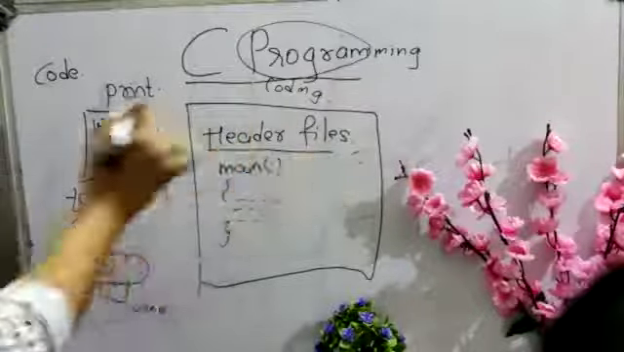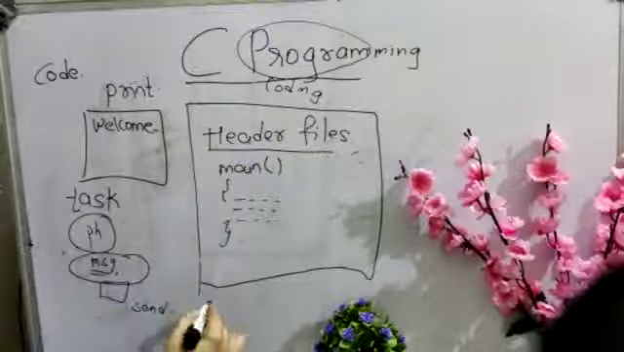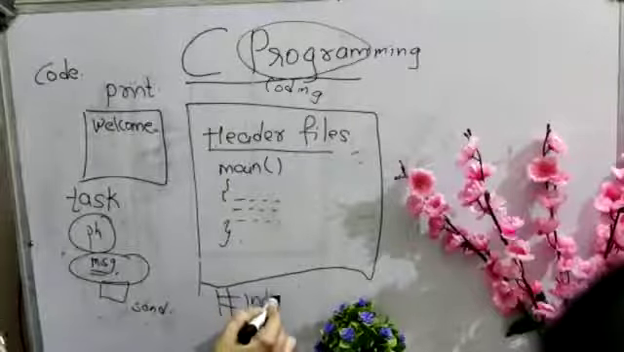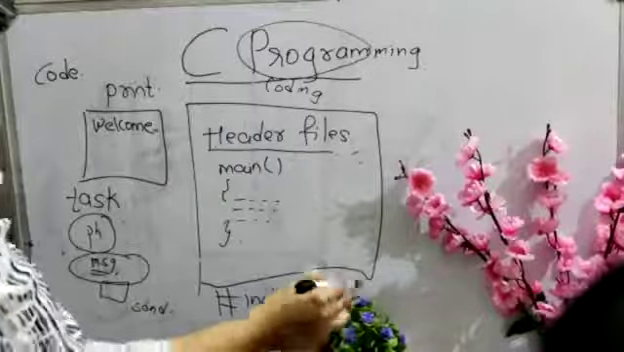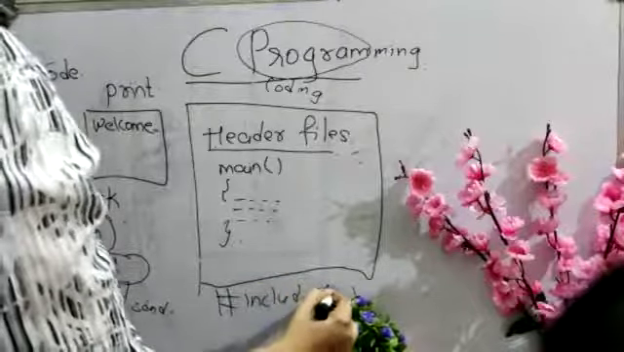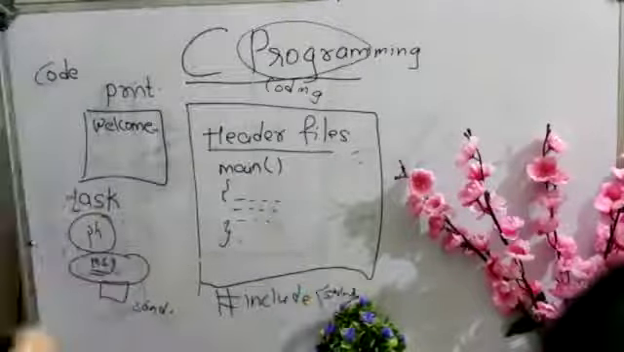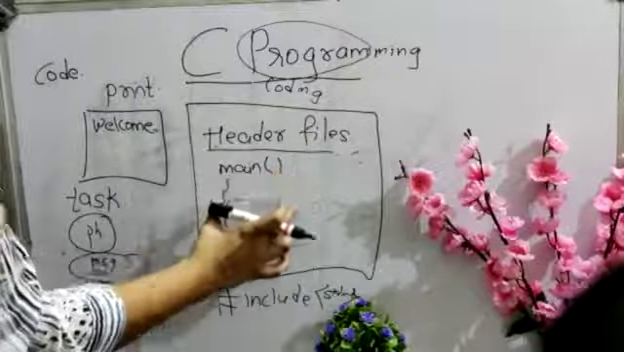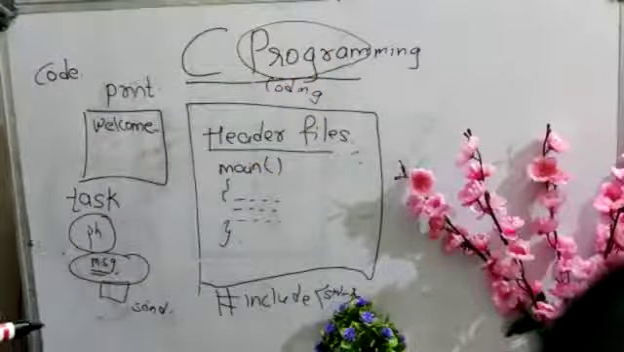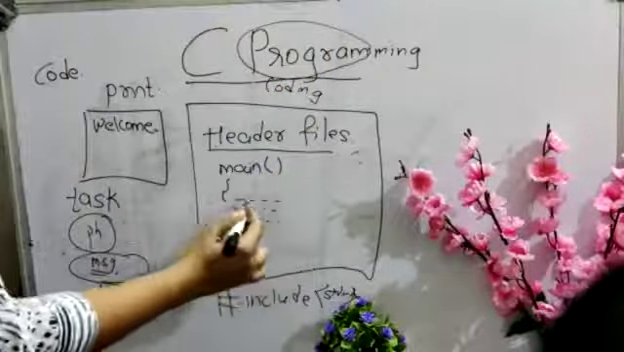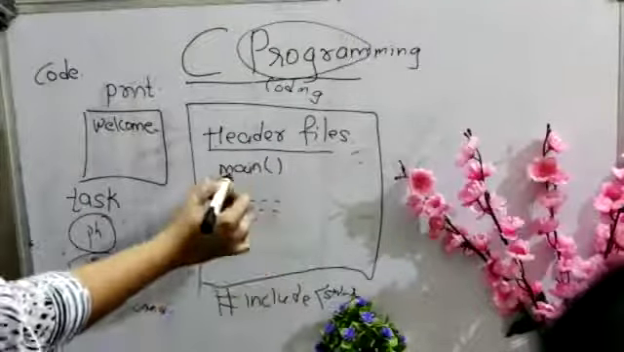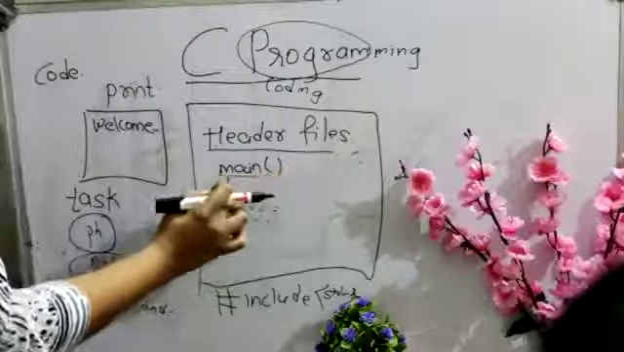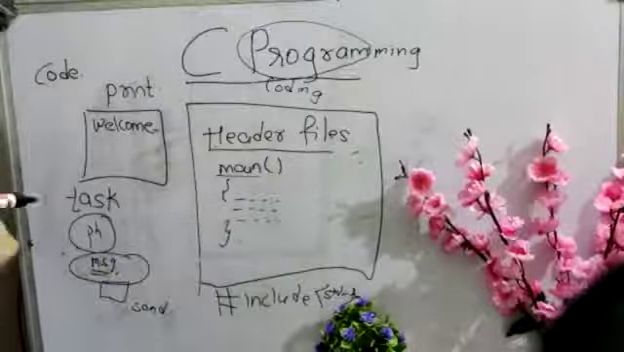To include the header files, you will write hash include, and in the angular brackets you will write stdio.h. These are the header files. Now this main function: C programming consists of functions. Here this is the format. The main will be the function name, then the parameters, the curly brace, and your statements.